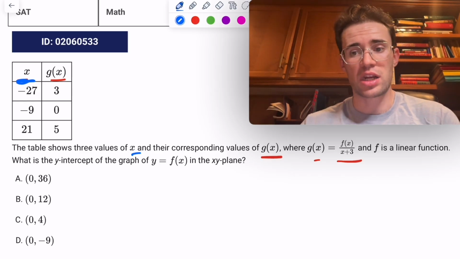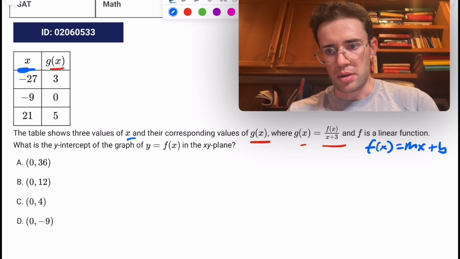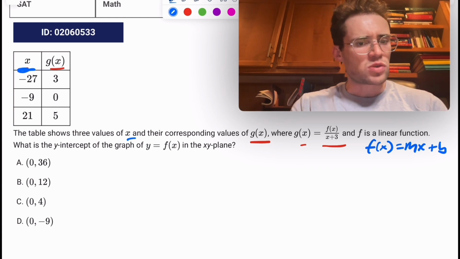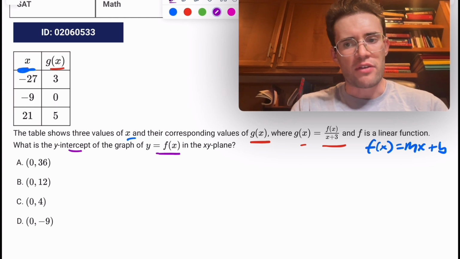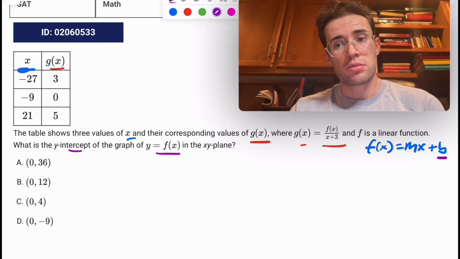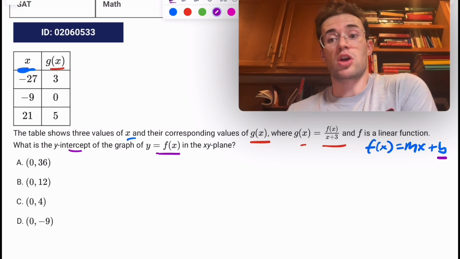All right, so f is linear. I mean, we could treat that as f of x equals mx plus b. We don't know what m and b are yet, but you can probably figure that out. And it says, what is the y-intercept of the graph of y equals f of x. So that will just be the b value. All right, so if you write it out like f of x equals mx plus b, we just have to figure out what that b is.